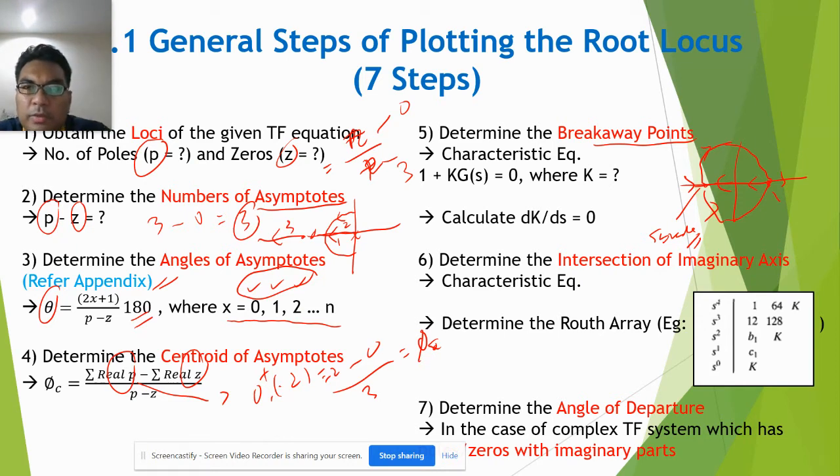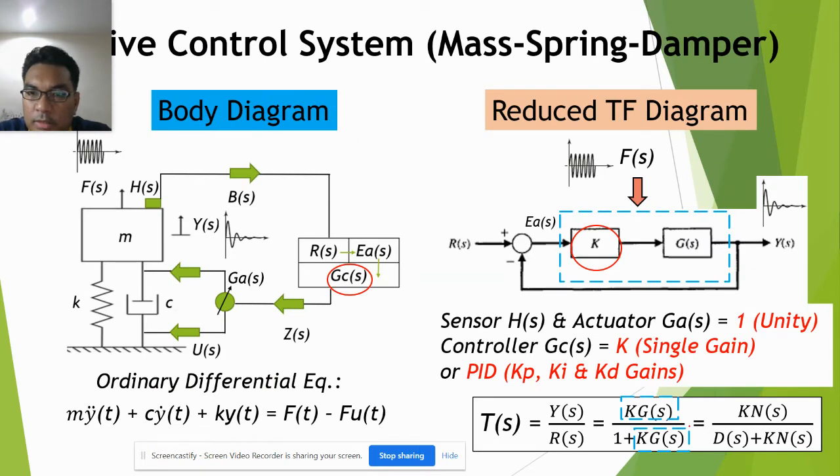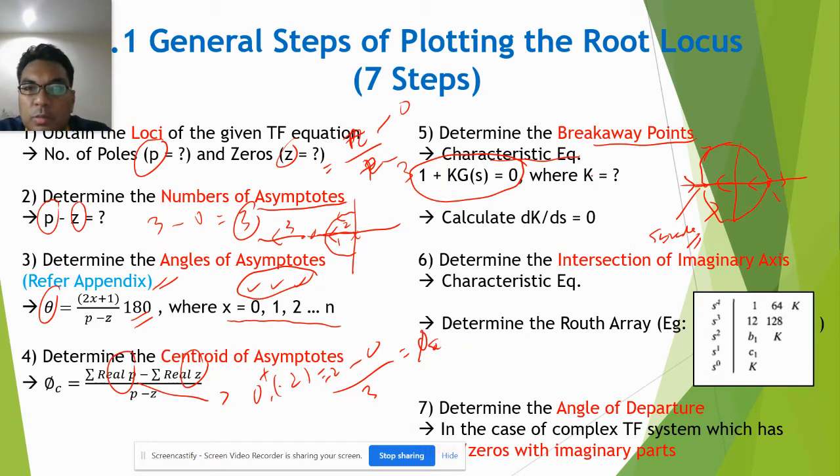Okay, so first you have to determine the characteristic equation. Remember this part from the previous one. Okay, the characteristic equation, and then you must show it in terms of k equal to something, and then you have to differentiate it, dk over ds equal to 0, to get the form of this differentiation. Later on you can calculate the breakaway points.